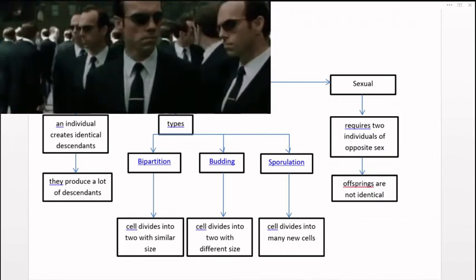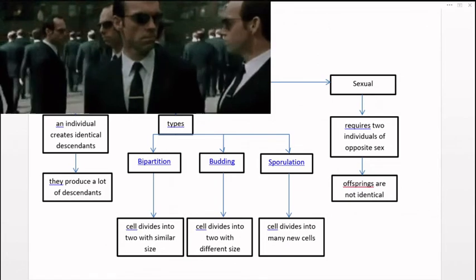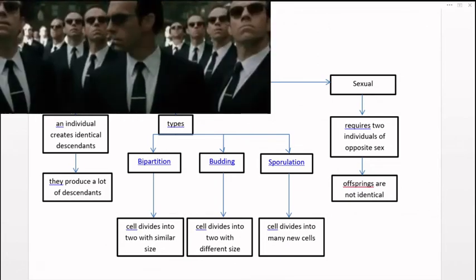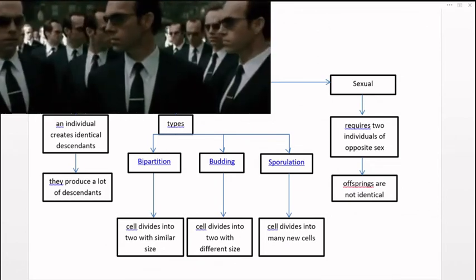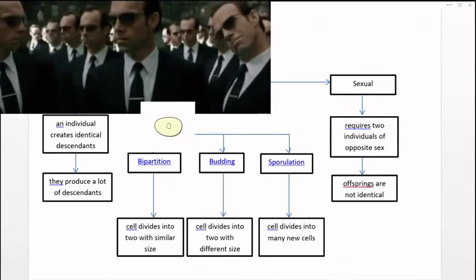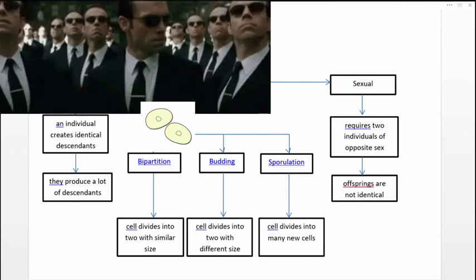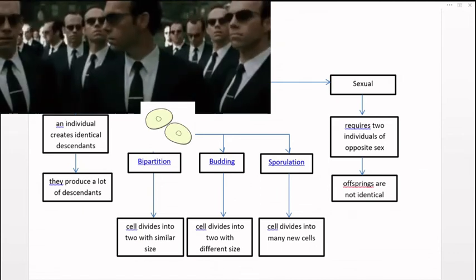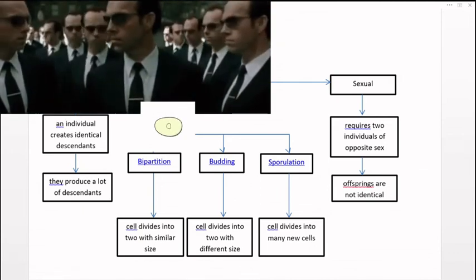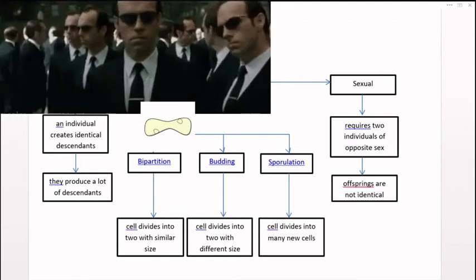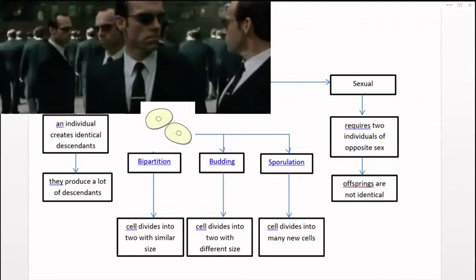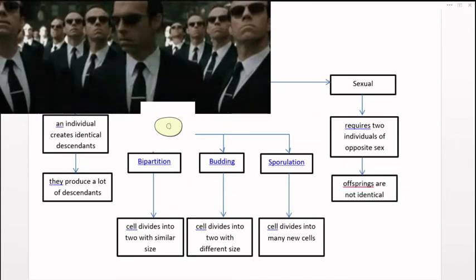And there are three different types of this type of reproduction, the asexual reproduction. The first one is the bipartition, in which the cell divided into two identical in size individuos. Van a ser dos individuos idénticos en tamaño. Por supuesto, también van a ser idénticos desde el punto de vista genético.